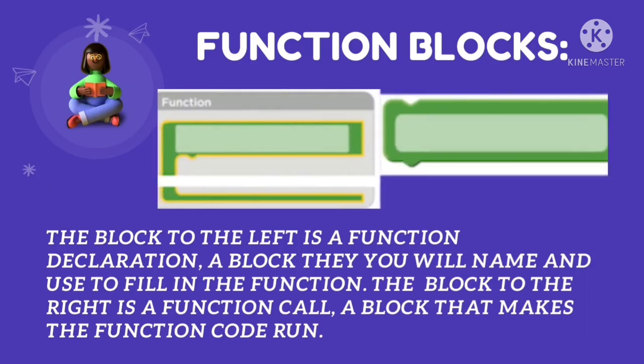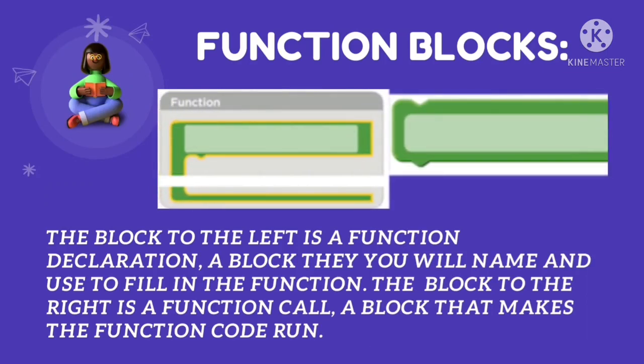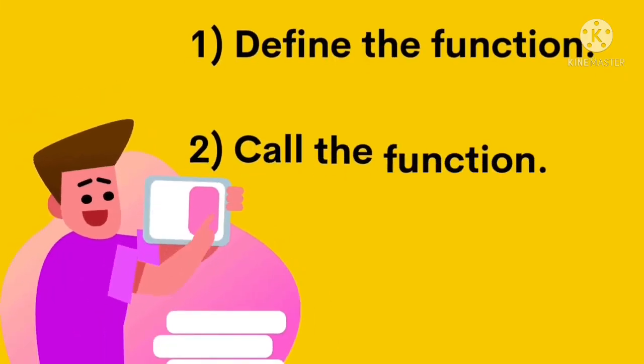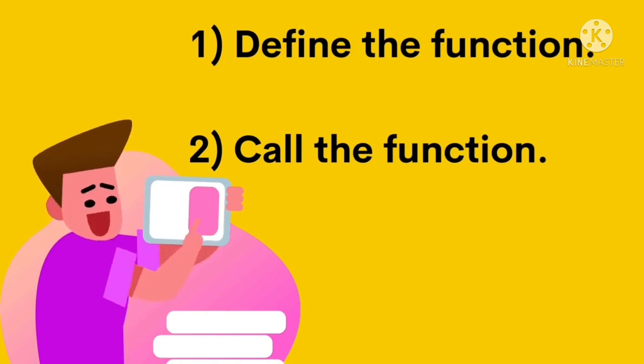Now, let's take a look at the function blocks. We have the function declaration block and the function call block. The block to the left is a function declaration block. It is a block that you name and use to fill in the function. While to the right, we have the function call block. It is a block that makes the function code run. So to use the function block in your program, the steps are as follows. First, you have to define the function, and afterwards, you have to call the function.